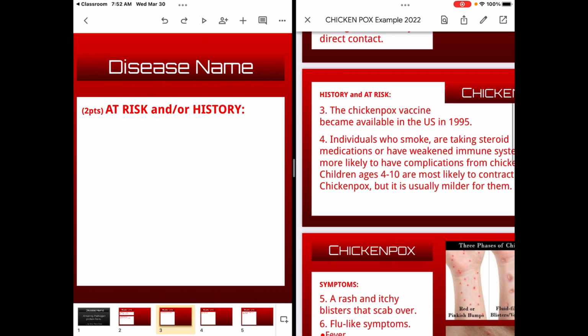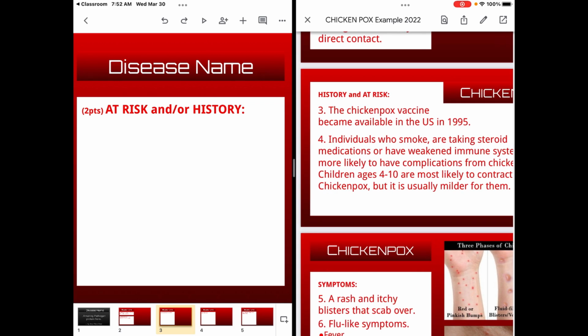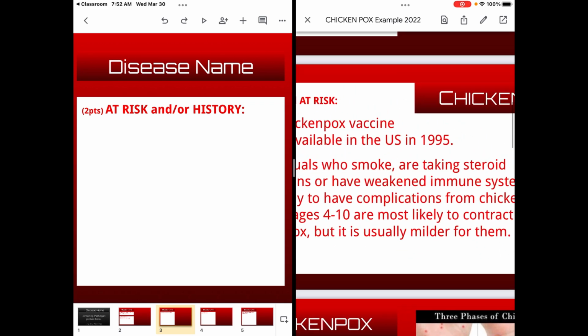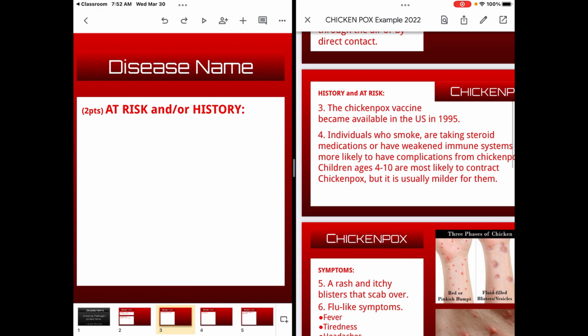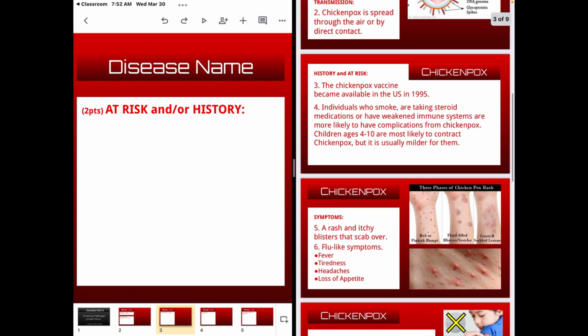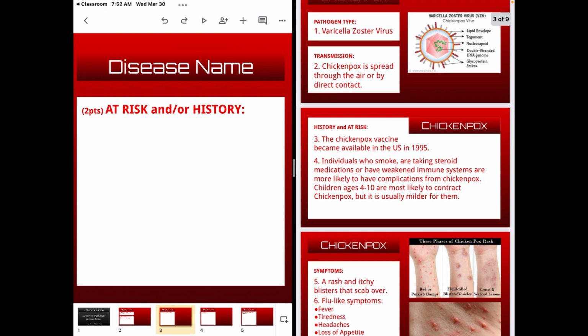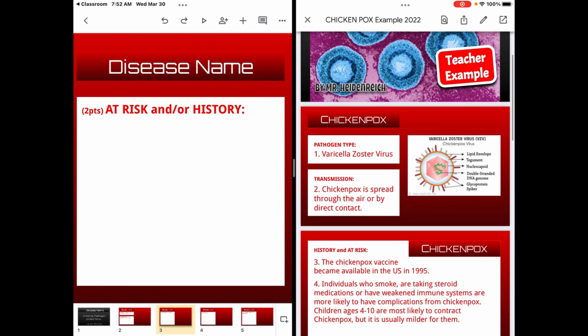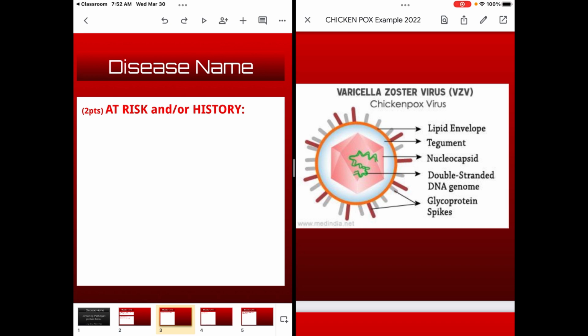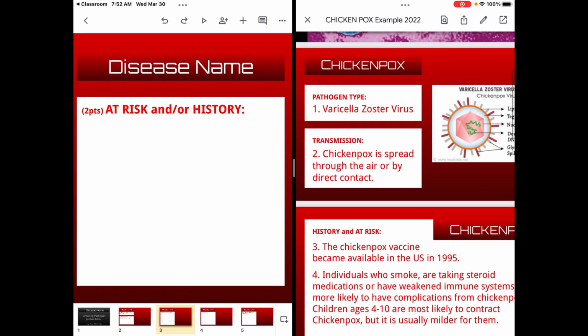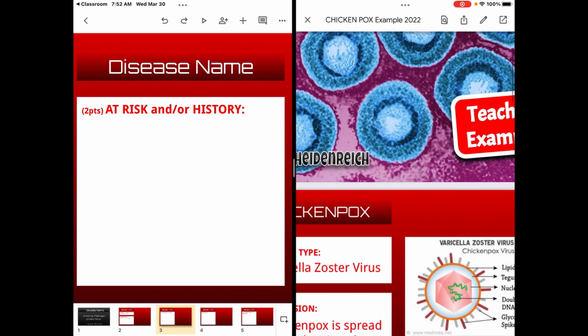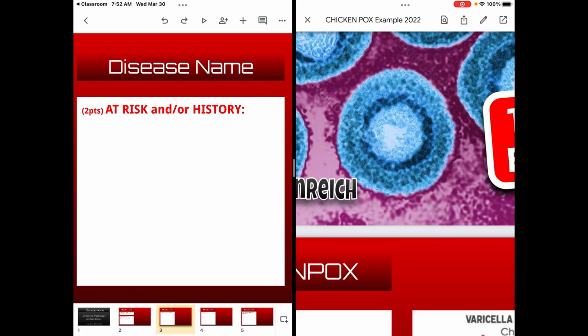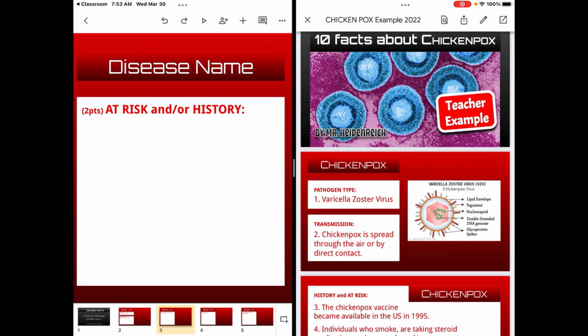That's at risk. And then history is a date where something happened with your disease, a point in time, some discovery, some treatment. Notice I don't have any pictures on this slide. I don't need pictures on every slide. This slide isn't a photo, it's an accurate diagram. And this slide is a photo. This is an electron microscopic image, which is what kinds of images we'll need for viruses.